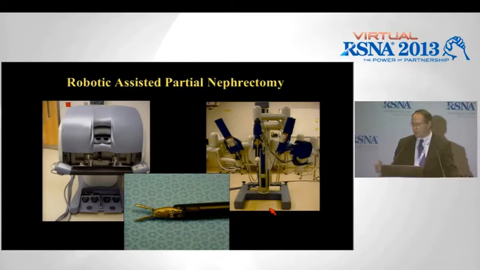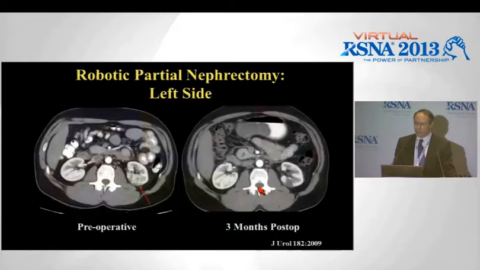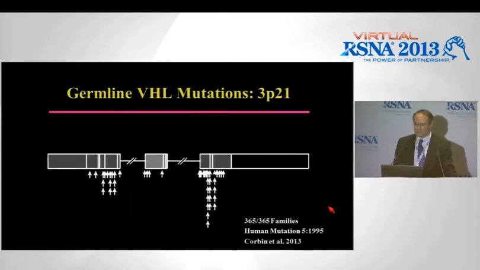Also, a statement that will apply to all of the lesions that I discuss is the great advance of robotic-assisted partial nephrectomy, which enables much more accurate and minimally invasive resection of tumors than was possible with open resection. So even tumors that are fairly large, extending to the collecting system, can now be done with robotic partial nephrectomy, and you can see the post-op findings 3 months later.